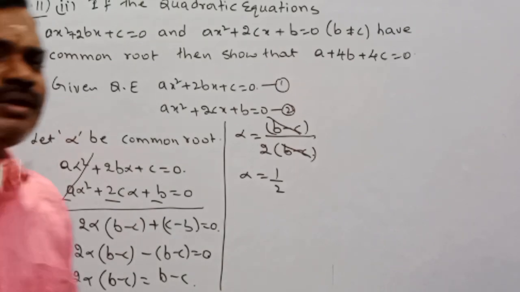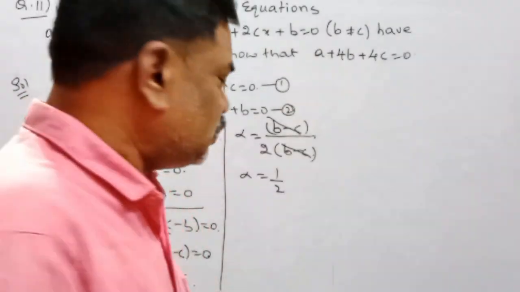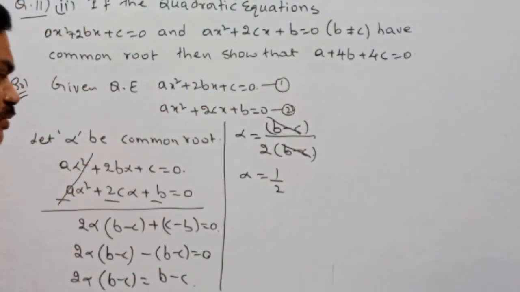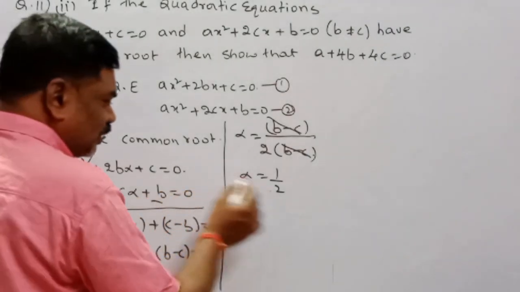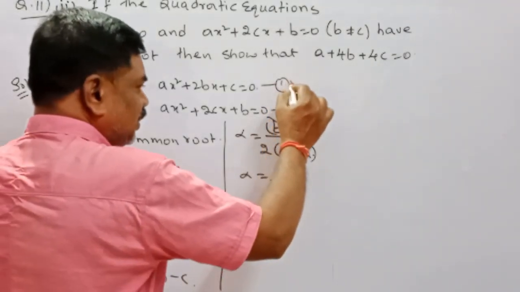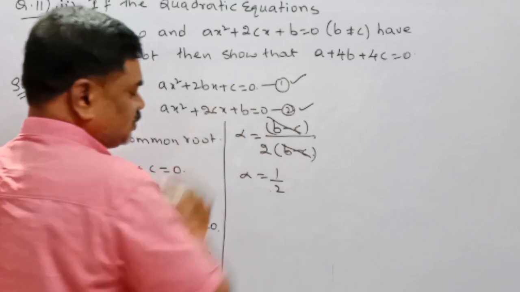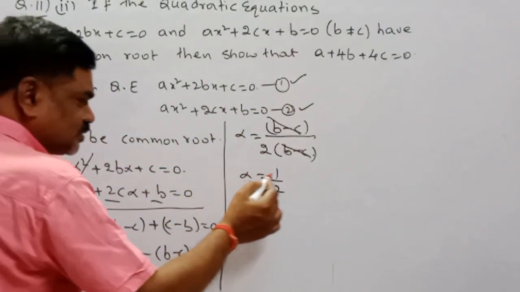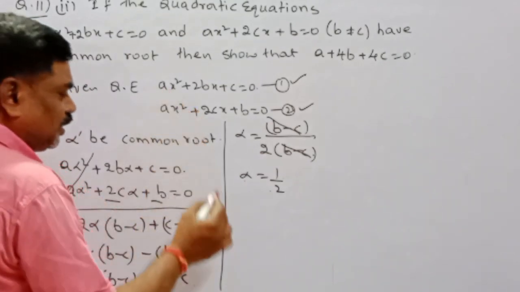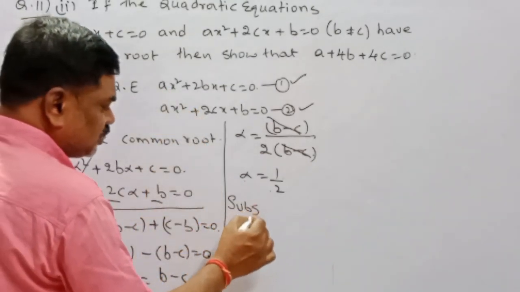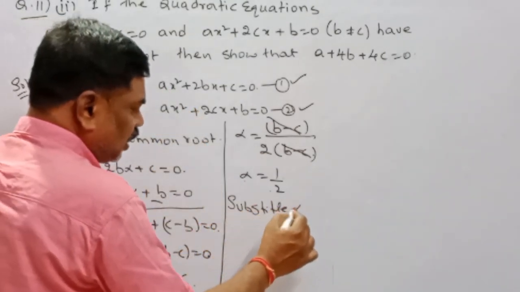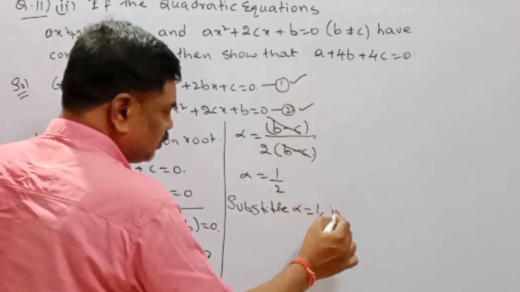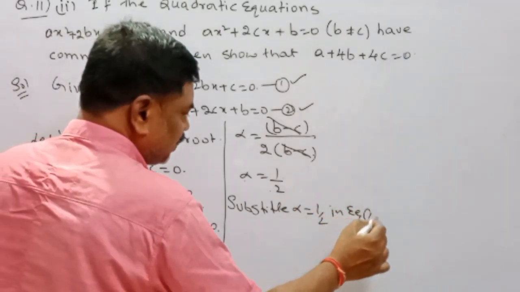So what is alpha? The common root is equal to 1 by 2. Alpha is equal to 1 by 2. You can substitute in equation 1 or equation 2 as you like. Here we substitute alpha is equal to 1 by 2 in equation 1.